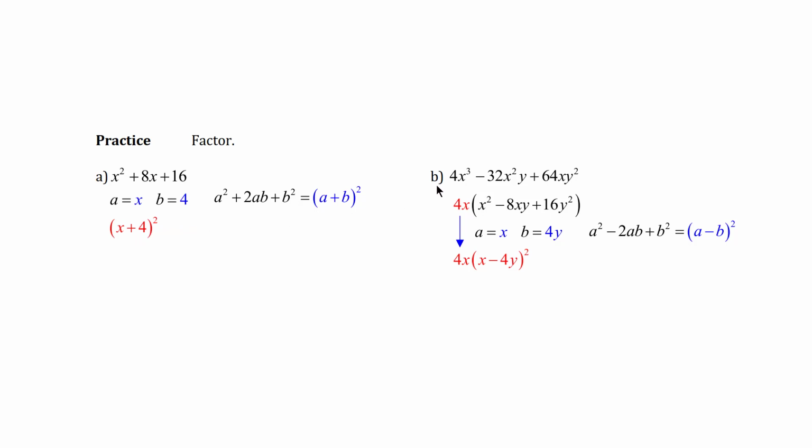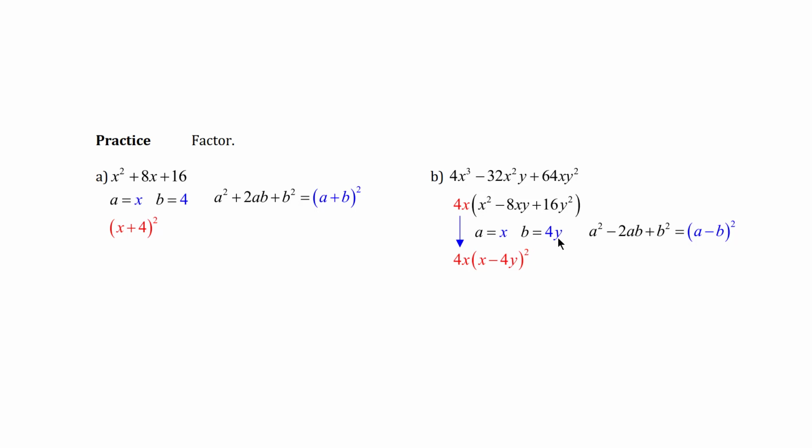For part b, we start by factoring out the common factor of 4x. We get 4x times the parentheses x squared minus 8xy plus 16y squared. Next, we factor the perfect square inside of the parentheses. We take the square root of the first term x squared, which is just x, so a will equal x. We take the square root of the third term, 16y squared. This will be 4y, so b is equal to 4y.